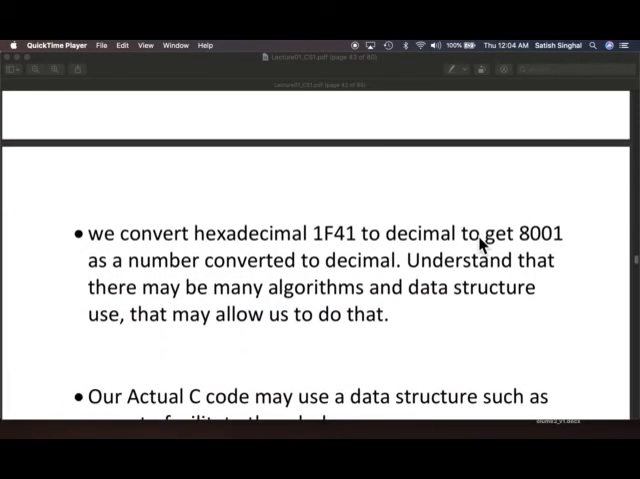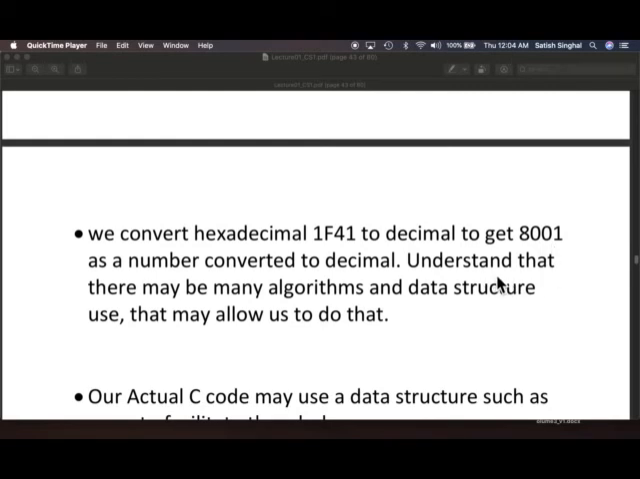So in this procedure, we will convert a hexadecimal number 1F41. We can tell it's hexadecimal because it has a letter F in it. Anytime you see letter A, B, C, D, E, or F in a number, you can easily tell it's a hexadecimal number. And I'll tell you right now, in the decimal system, it will be 8001.